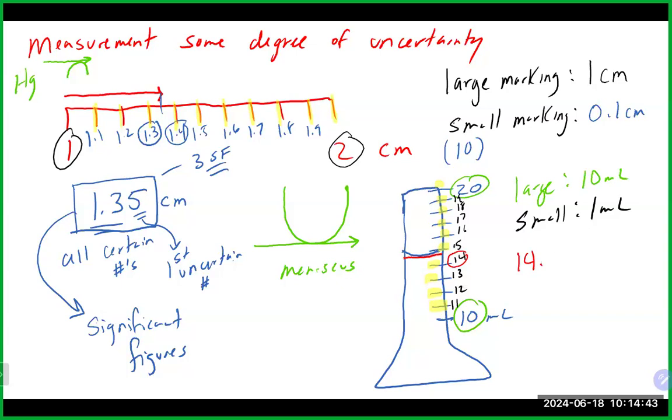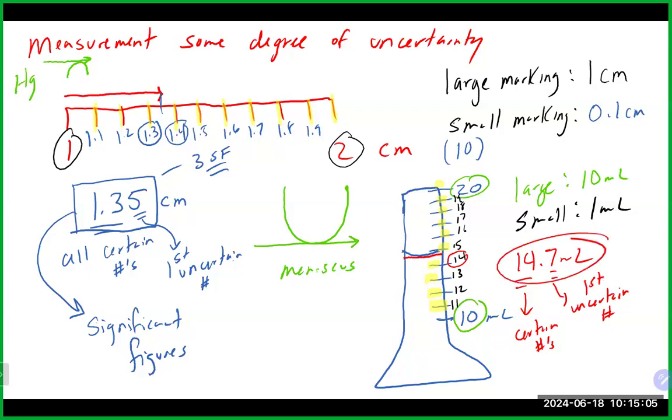But again, we're not exactly at 14, not exactly at 15. In this case, maybe it looks a little higher than halfway there. So maybe you go with like 7 milliliters. This would be all my certain numbers. This would be my uncertain number.